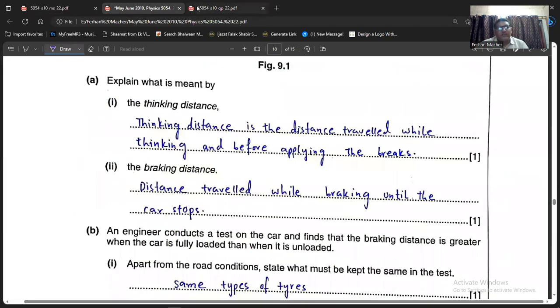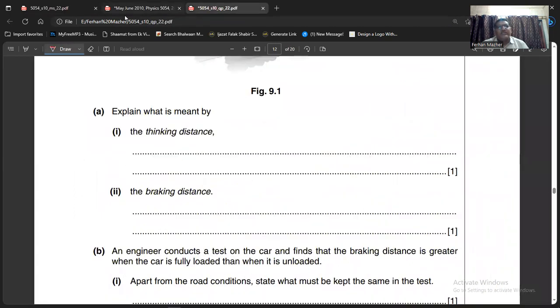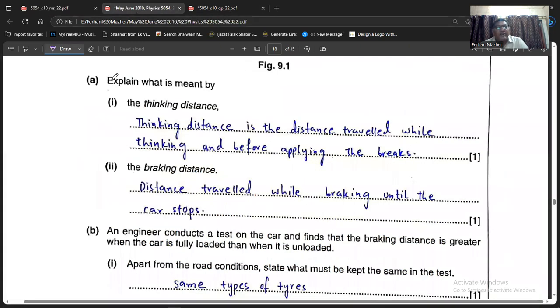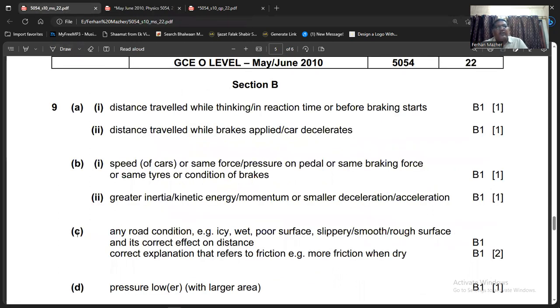Then we have the braking distance. Braking distance is the distance which the vehicle will travel after you have applied the brakes. After the application of the brakes, the car will travel some distance before it comes to rest. That is known as the braking distance. So, distance traveled while braking until the car stops. Distance traveled while brakes are applied, the car decelerates.